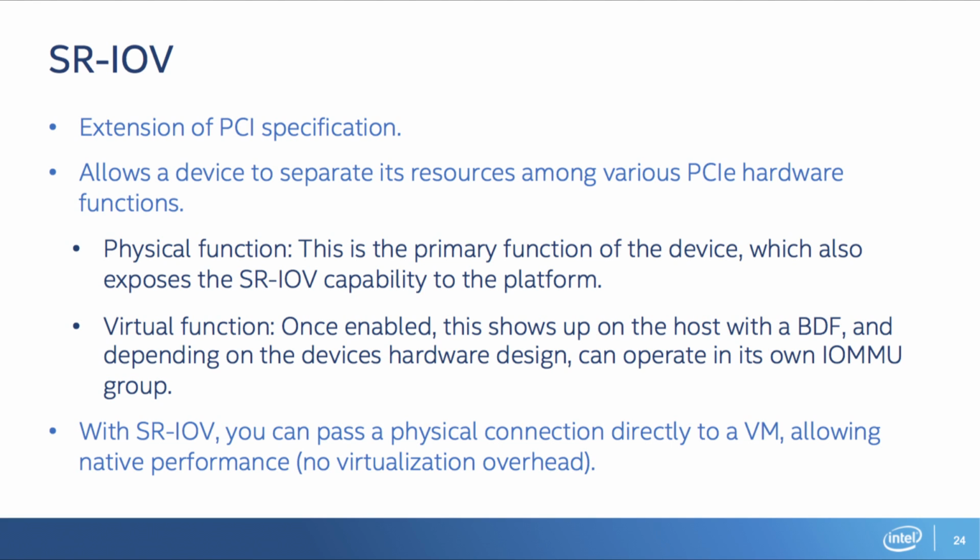And a virtual function can be thought of as a lightweight PCI device. It lacks the configuration capabilities of the physical function, but it has all of the resources required for data transmission. Virtual functions have their own separate queues for transmitting and receiving. So with SRIOV, you can take a physical NIC and assign it multiple virtual functions. And then you can pass each of these virtual functions directly to a VM in order to get native performance.